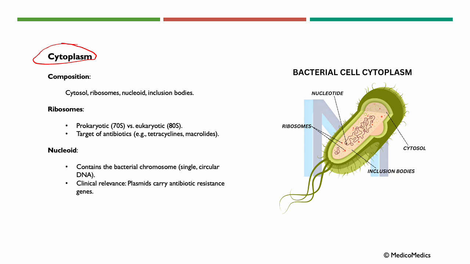Now, what about the cytoplasm of the bacteria? Well, it's composed of the cytosol, ribosomes, nucleoids, and inclusion bodies. Now, this is super important. The ribosomes in prokaryotic cells are 70S versus eukaryotic, it's 80S.